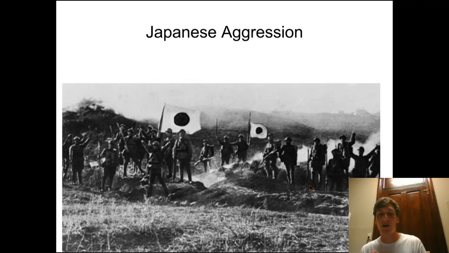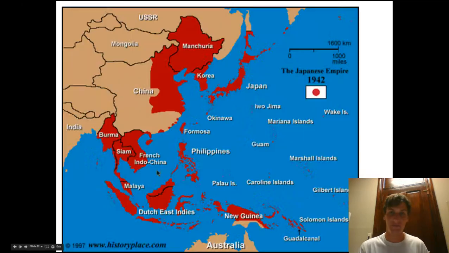At the same time that all this was going on, and I know this is complicated because it's all over the world, at the same time you have Japan, who is being aggressive and taking places over. This is the Japanese flag right here. You're going to see that a bunch today. That's the Japanese flag, and these are Japanese soldiers who have just taken over part of China in 1945.